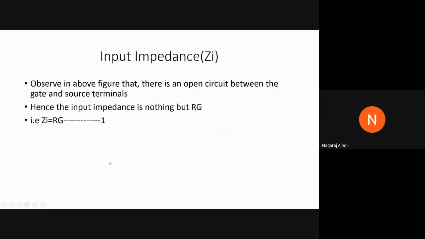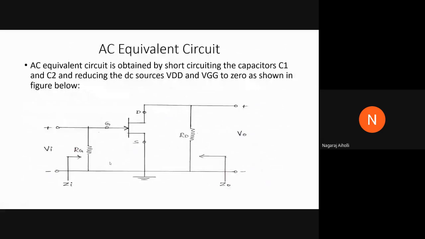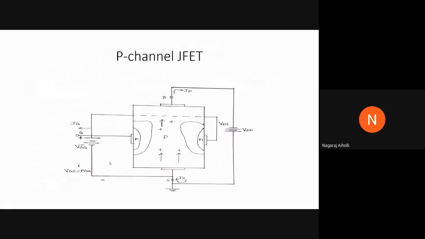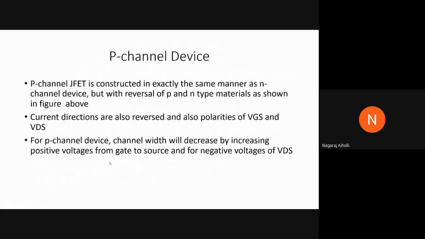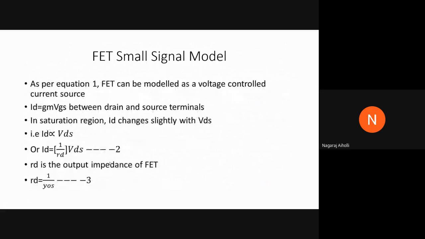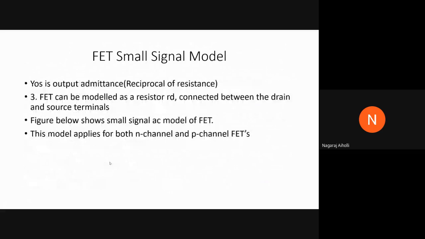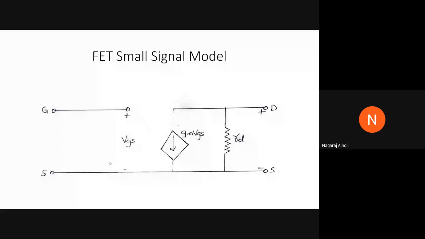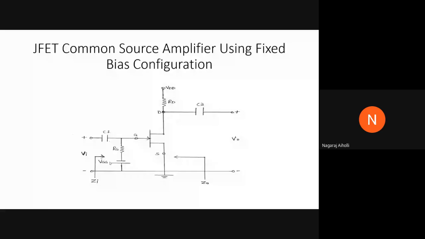The output impedance and other performance parameters we'll see in the next class. In today's class, we have discussed the P-channel JFET, its construction and working, then the FET small signal model, and how to develop the small signal model of the FET using various equations. This is the FET small signal model. Then moving on to the JFET common source amplifier using fixed bias configuration. It's called fixed bias configuration because a constant voltage VGG is applied between source and gate.